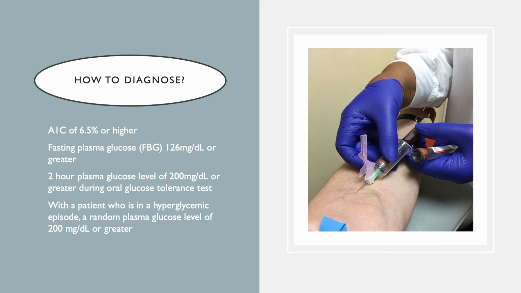So diabetes is usually diagnosed with an A1C blood test. If it's 6.5% or higher, you're usually diabetic. They do a fasting plasma glucose. If it's 126 or higher, a 2-hour plasma glucose level of 200 or greater during an oral glucose tolerance test. And with a patient who is in a hyperglycemic episode, a random plasma glucose level of 200 or greater.